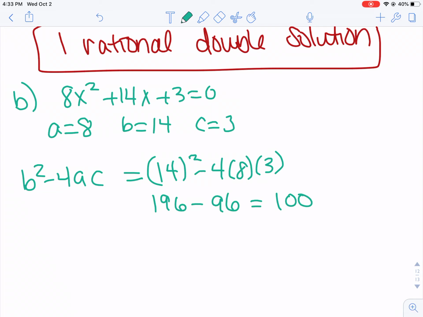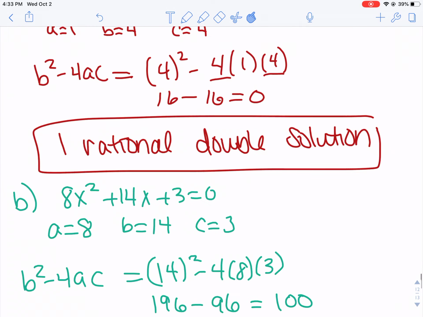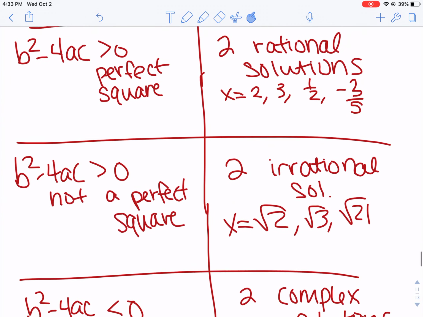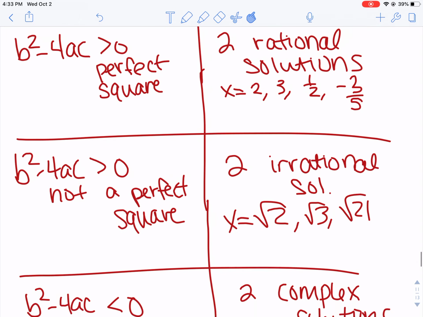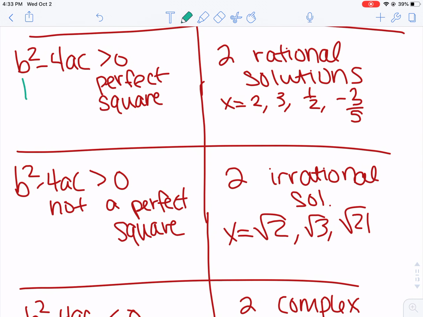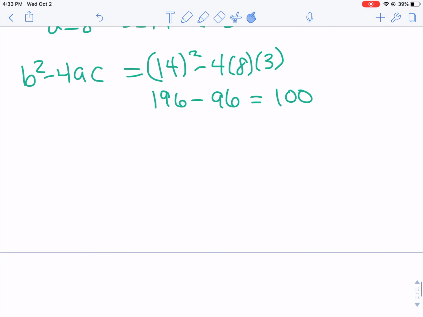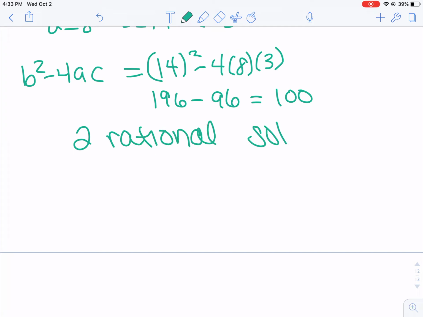Okay, well, 100 is a perfect square. So if 100 is a perfect square, then if you go back to your table, if it's bigger than 0, which it is, but it's a perfect square, then you're now in this one, which means we have two rational solutions. And for time's sake, I'm not going to do the last two, but they are in the book on page 127 if you want to see them.